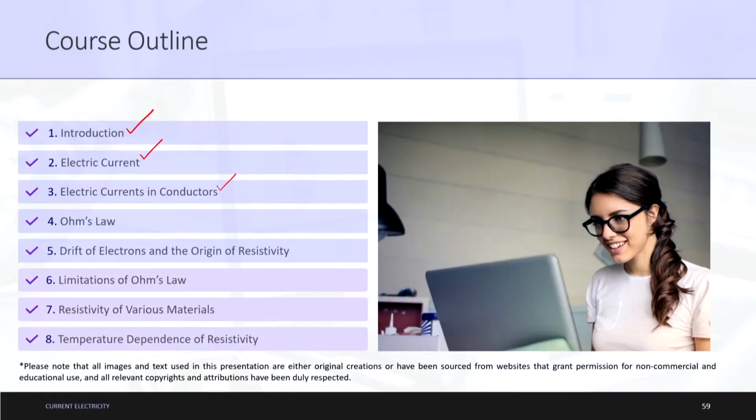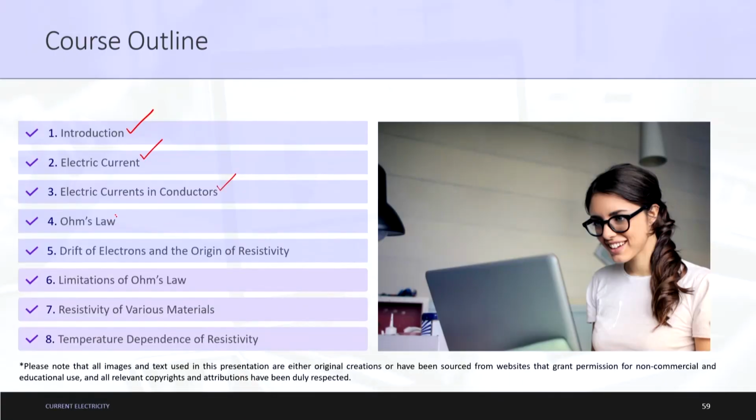Similarly, in the third point, electric current in conductors, we understood how electrons are either in the free form or in the fixed form. If they are free to a larger extent, then that constitutes an electric conductor. Then as the amount of freeness keeps on decreasing, the material keeps on changing from conductors to, let us say, semiconductors and finally to insulators.